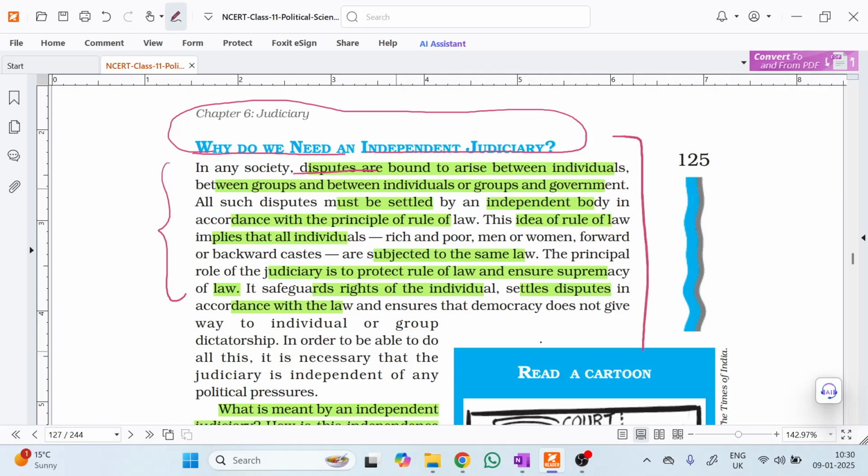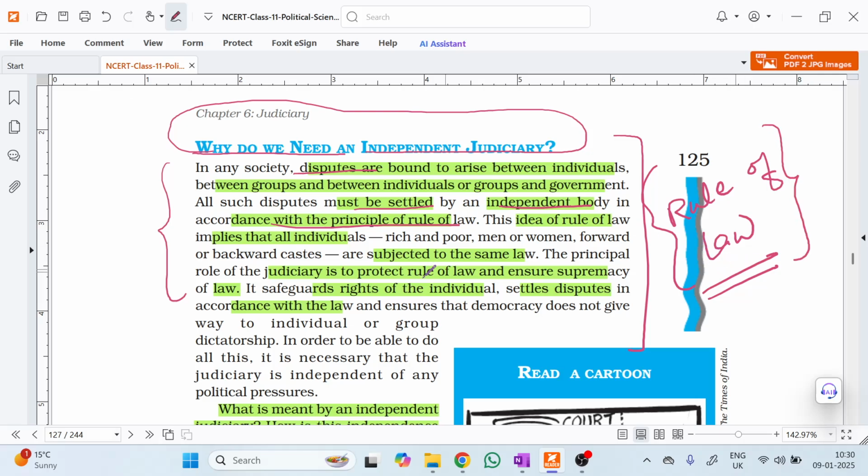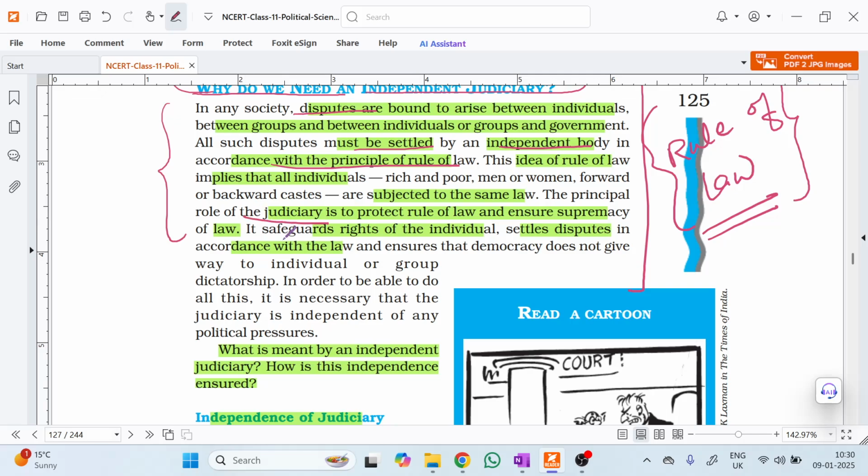And ज़रूरत फिर ये होती है that those disputes they must be settled by an independent body in accordance with the principle of rule of law. और principle of rule of law का मतलब है कि everyone is equal before law, whether you are poor or rich, powerful or powerless, you belong to a forward caste or backward caste, the same rule of law applies to you. And then herein the role of judiciary comes in, which is to protect rule of law and ensure supremacy of law.